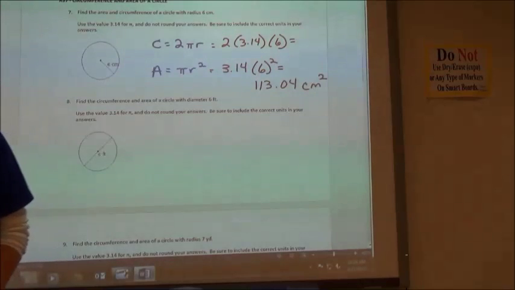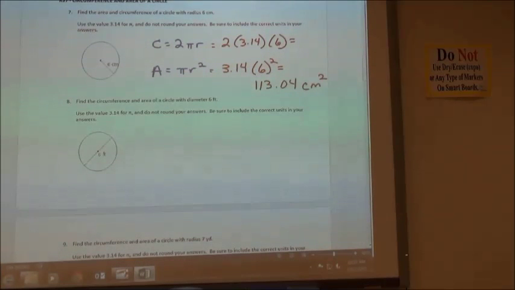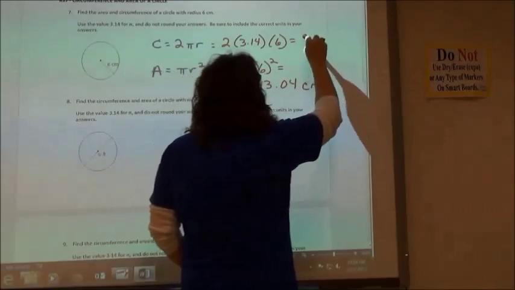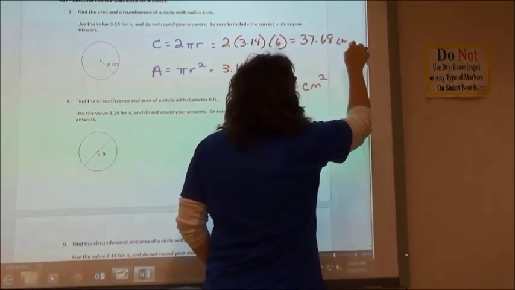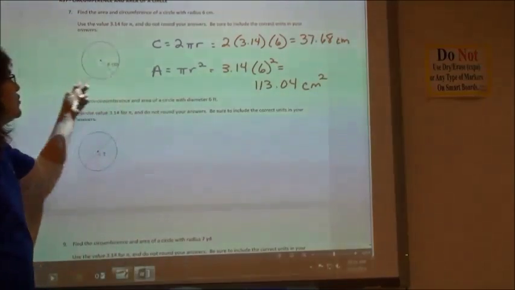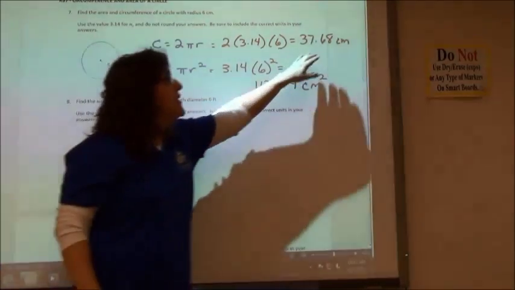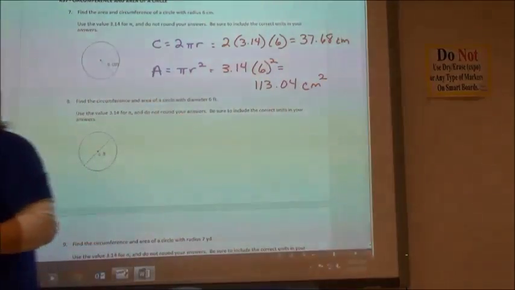37.68. Let me try that again, that doesn't sound right. 2 times 3.14 times 6, oh, 37.68, I thought you said 7. Yes, 37.68. And circumference is just like perimeter. It means the distance around, so circumference will just have the regular unit on.